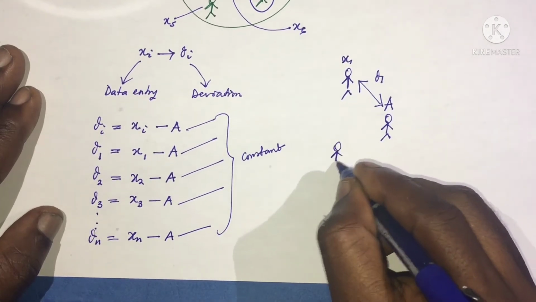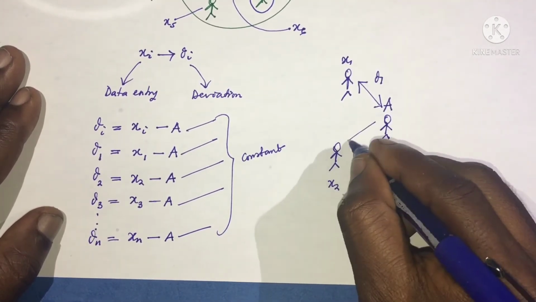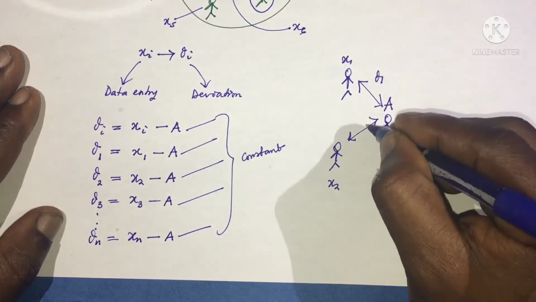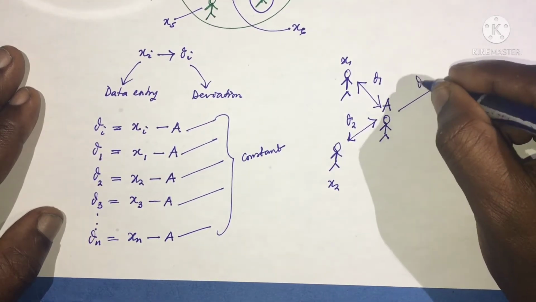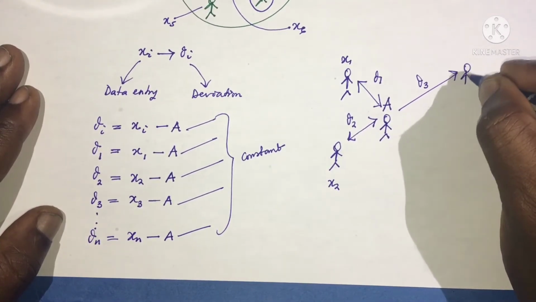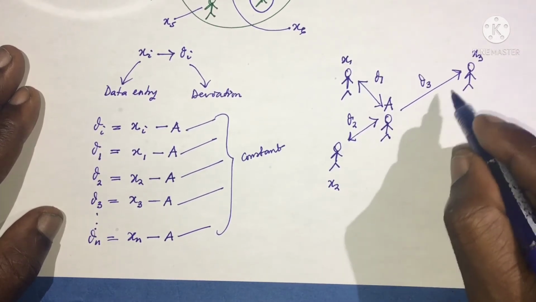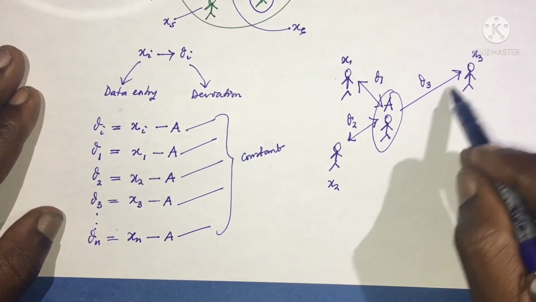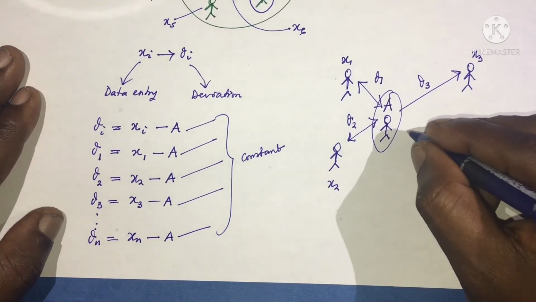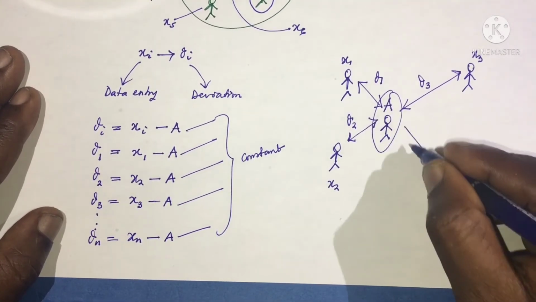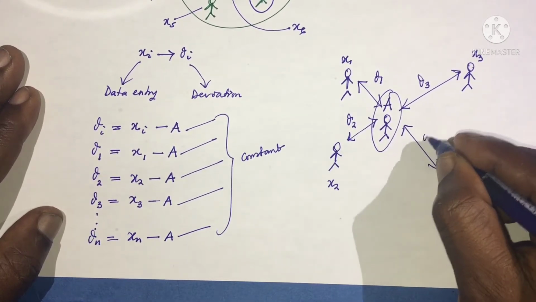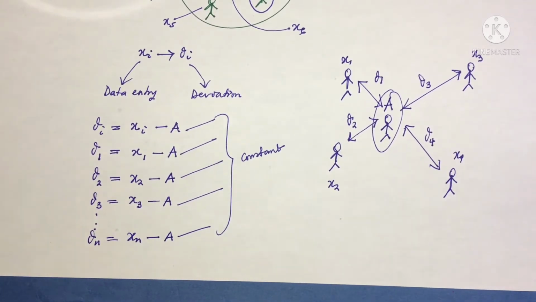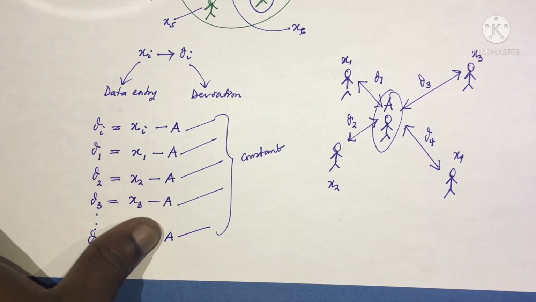If there's another guy in the class we call x2, the gap between A and x2 will be d2. If there's another guy in the class we call x3, the gap between A and this guy will be d3, and so on. It continues. If there's another guy, x4, the gap will be d4. Okay, so now having painted that picture, let us now go into the development.